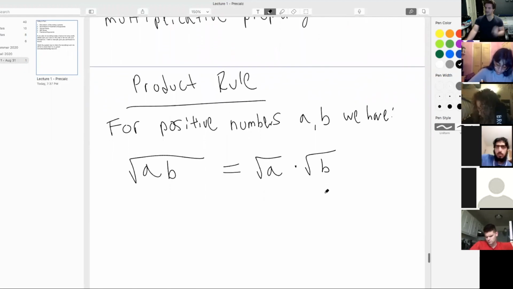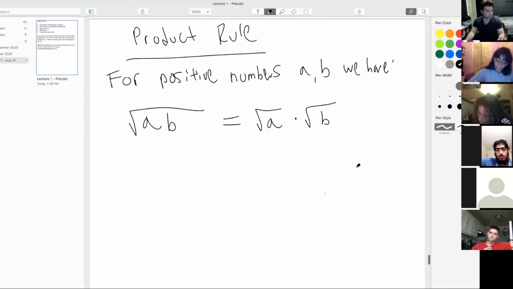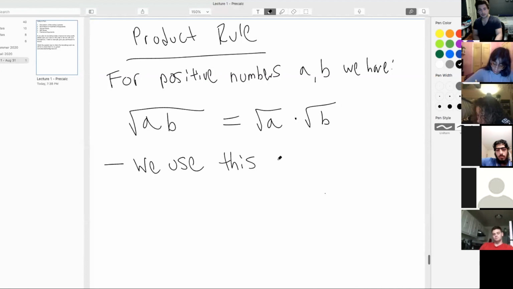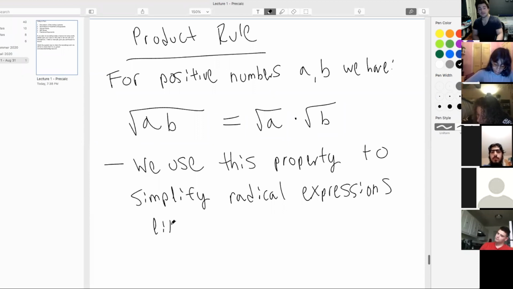Is everyone okay with this? This is pretty much saying that the square root of a product is the same thing as the product of the square roots. So that's very useful. We use this property to simplify radical expressions. Let's do some examples with this.